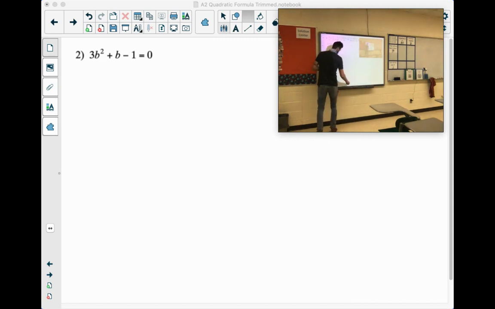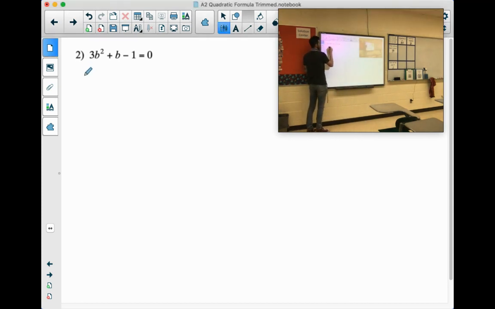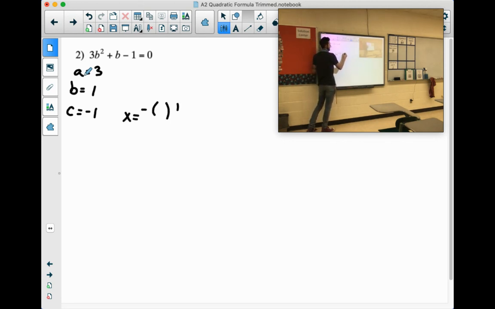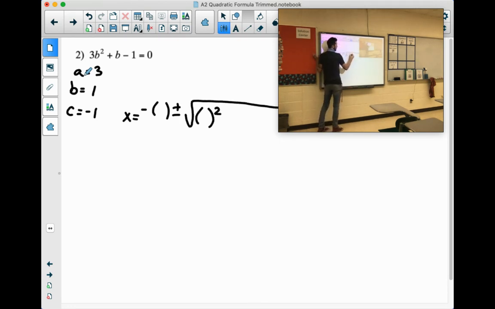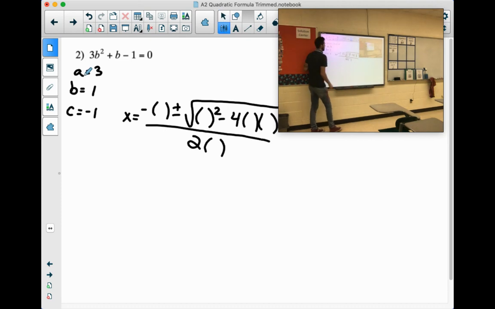So in this case, we have a is 3. B, there's nothing in front of that b, so it would be a 1, and c is negative 1. x equals opposite of b plus or minus square root of b squared minus 4ac, all of that over 2a. So we drop in our stuff here.